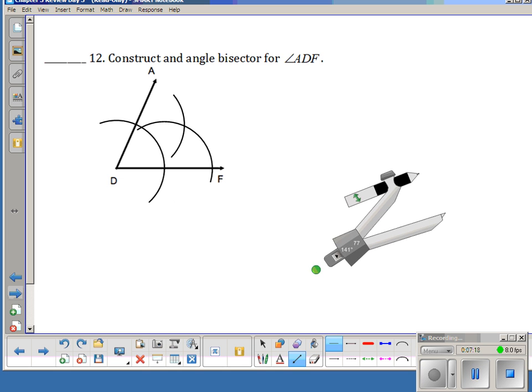And again, whenever I get two arcs intersecting, that tells me that's where I should draw my, this one's actually a ray because it's an angle bisector. So that could continue on forever. And the markings we need is to say this angle is congruent to this angle. So the angle bisector is.